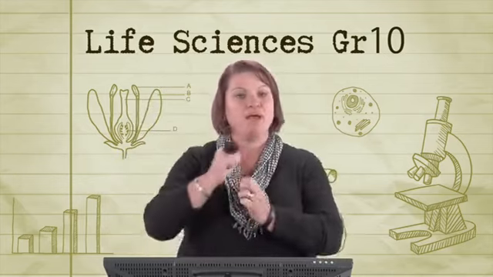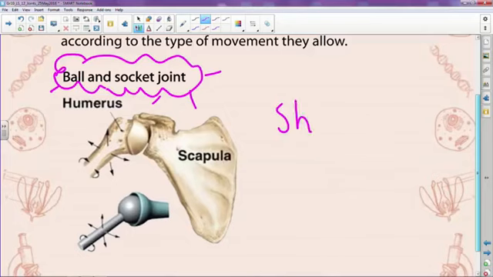So roll, look at my shoulder, right? I can roll it around. When it comes to my hip, I can have quite the same amount of flexibility. So when it comes to joints, this is probably the most flexible joint. So what do we usually say, the humerus and the scapula? In layman's terms, we would say the shoulder and my hip. Those are ball and socket joints.